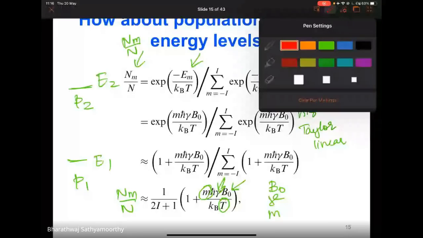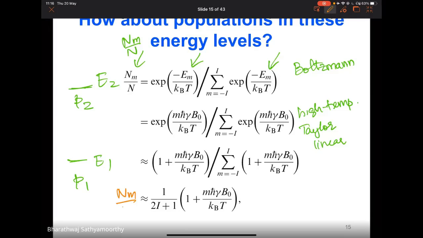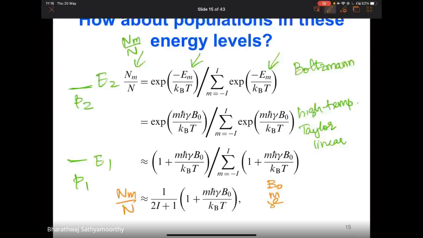So basically, what we are able to see here is that the population in a given state, N m by N, is decided by various factors: B naught being the external magnetic field, the spin quantum number M, the gyromagnetic ratio gamma, and people might want to imagine that it also depends on temperature. But importantly, when you sit down and do the math for different quantum numbers, I being, let's say, half, where M can be plus and minus half, you would realize that B naught plays an important role. B naught of something like 60 megahertz, which was initially implemented, compared to something like 400 megahertz or 700 megahertz that you have in Trivandrum or any other university, would give you much better sensitivity.